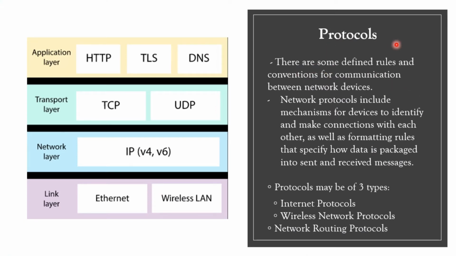We also have the protocols. There are some defined rules and conventions for communication between network devices. So network protocols include mechanisms for devices to identify and make connections with each other, as well as formatting rules that specify how data is packaged into sent and received messages. So our protocols have three types: Internet protocols, wireless network protocols, and network routing protocols.